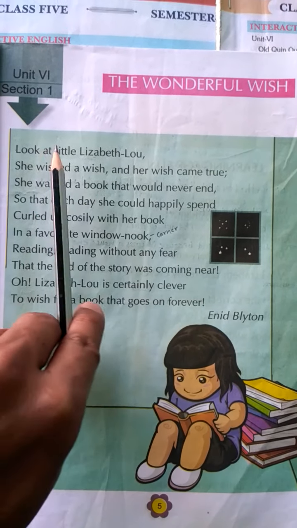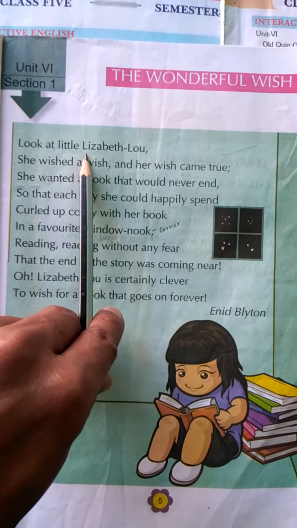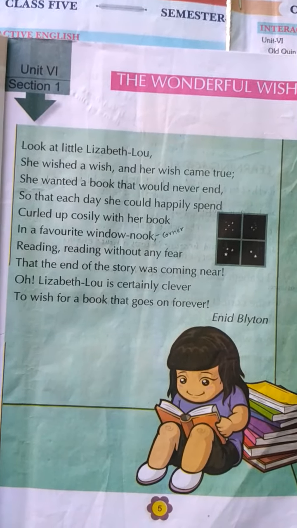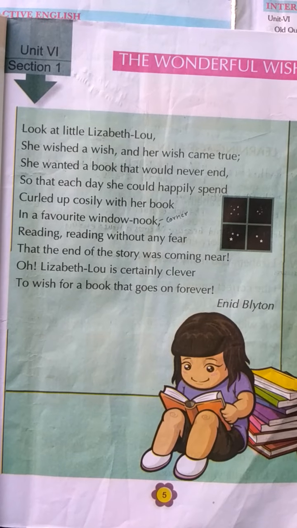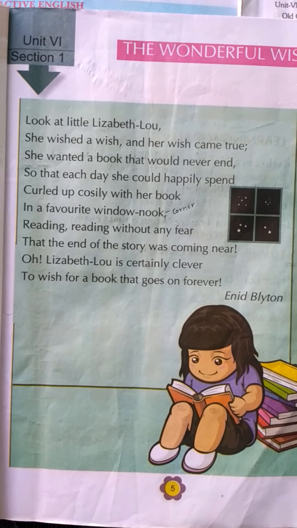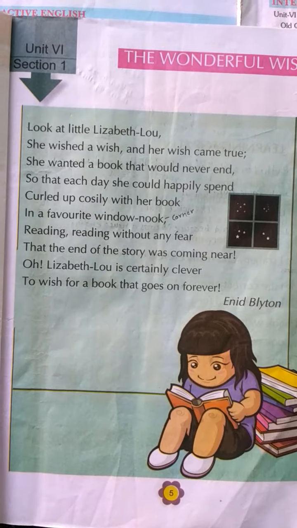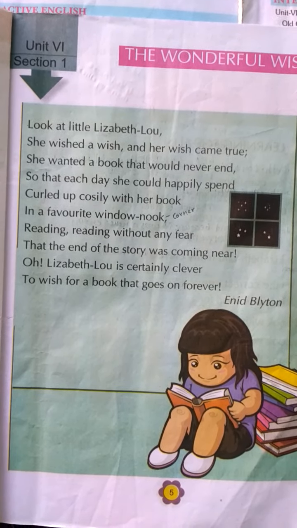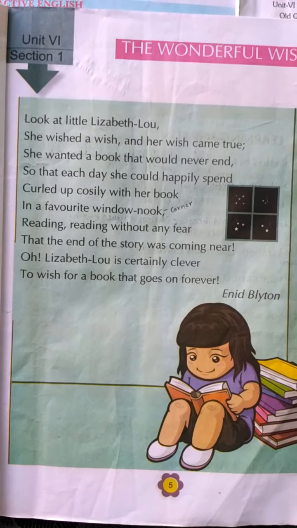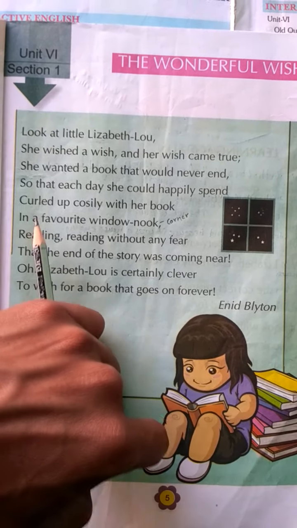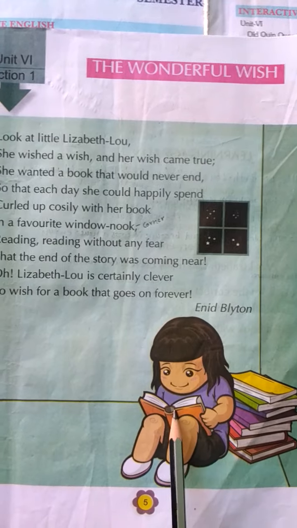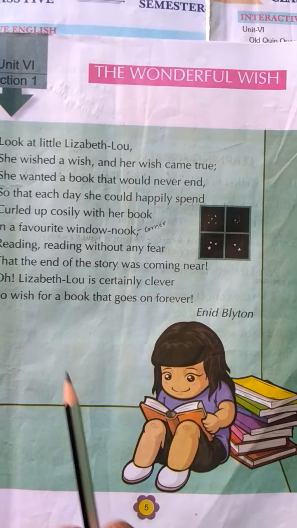So there is a girl, her name was Elizabeth Love, and she wanted a book that would never end. Why did she want a book? Because she wanted to read the book and spend her time happily by reading the book, and she can curl up cozily. Curled up means, look, she is sitting like curled up. So she is sitting curled up and holding a book that she is reading and enjoying.